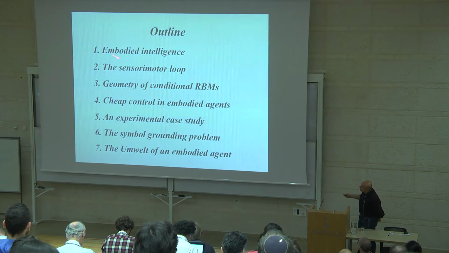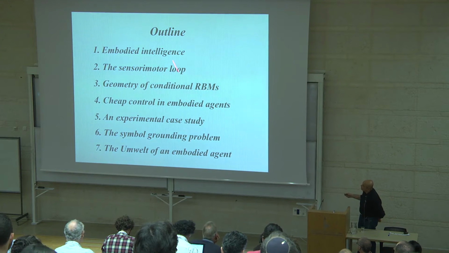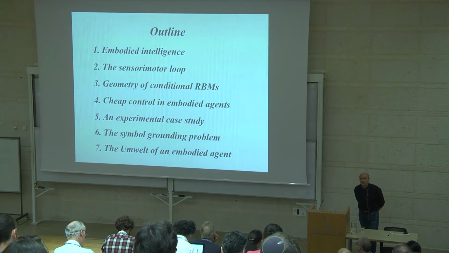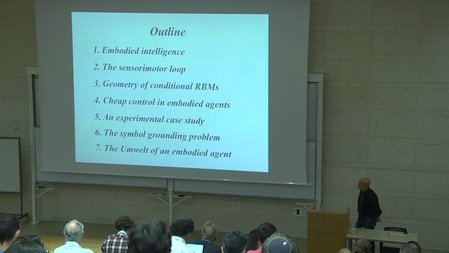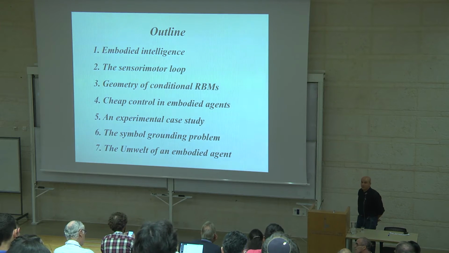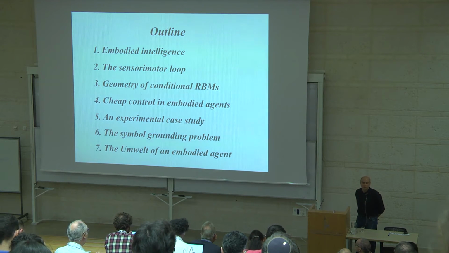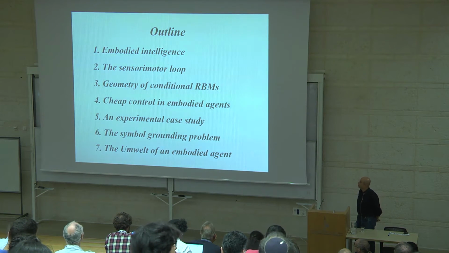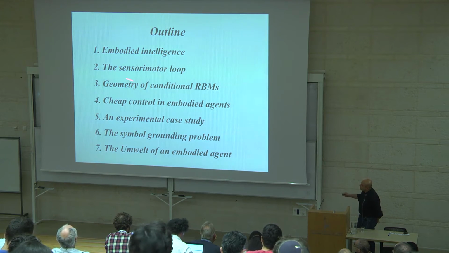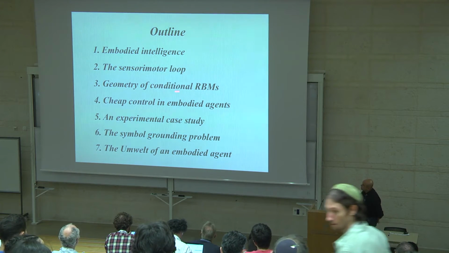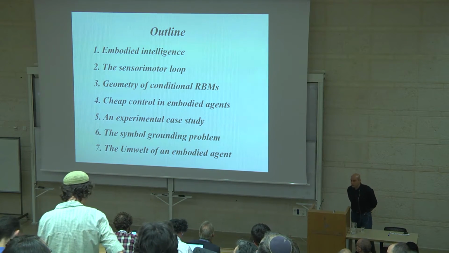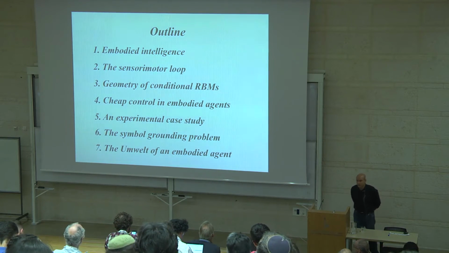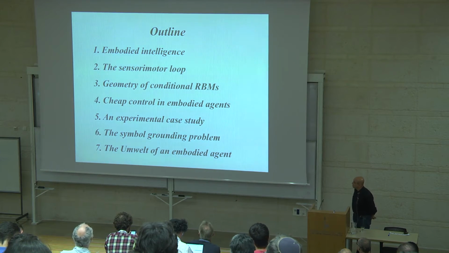I will start with the motivation of the field of embodied intelligence, in particular the notion of cheap design. This is a notion well known within that field, and I want to propose mathematical formalizations of that notion. That formalization will be based on the formal model of the sensorimotor loop, which is actually the model that Tali presented on Monday.